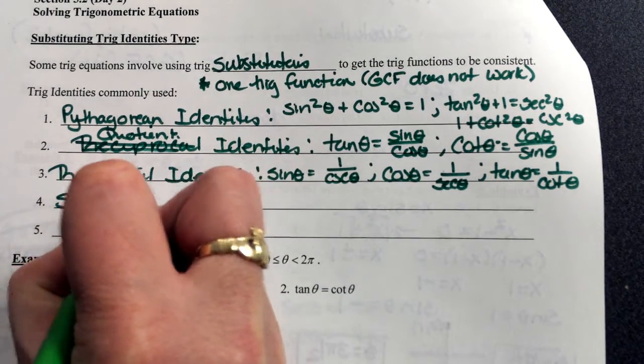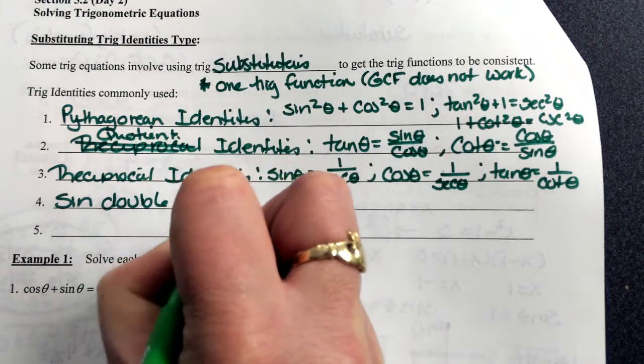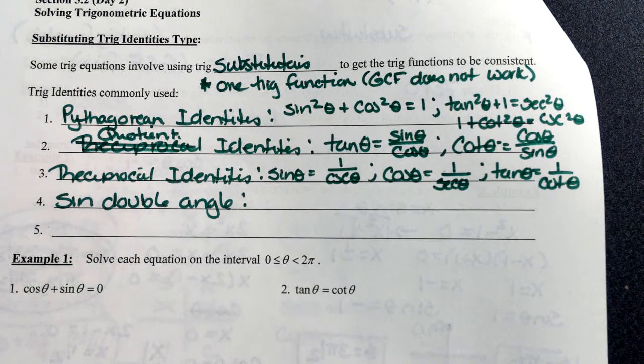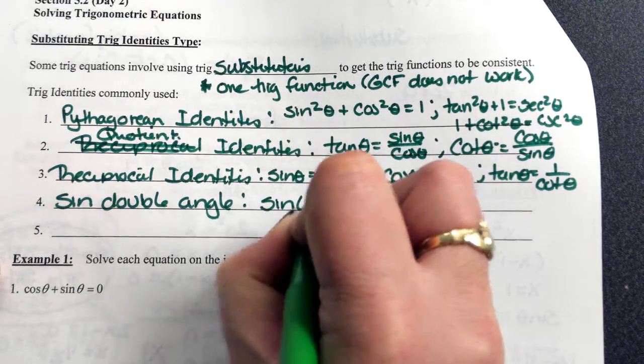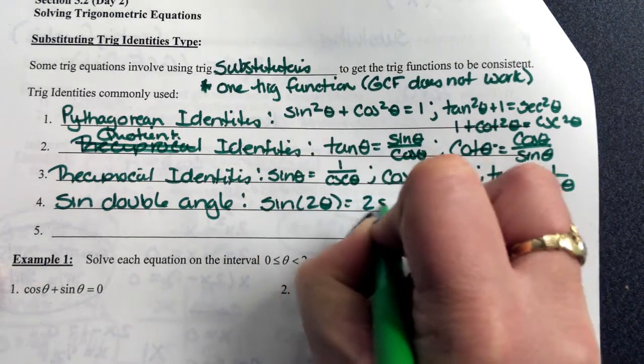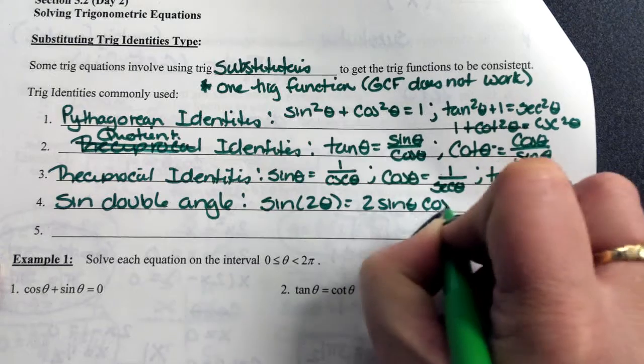Your sine double angle formula comes up quite a bit. So the sine double angle formula is the sine of 2 theta, remember, is equal to 2 sine theta cosine theta.